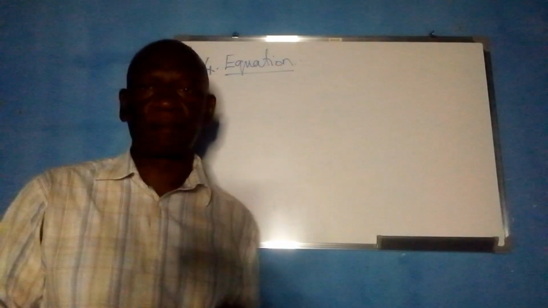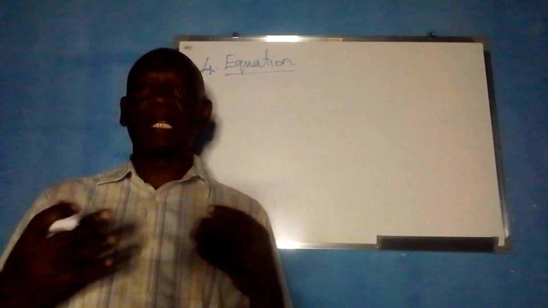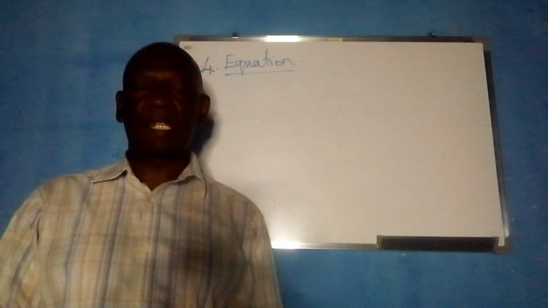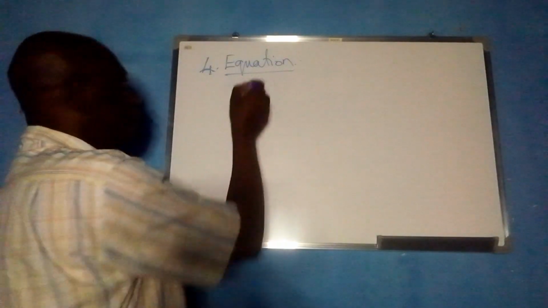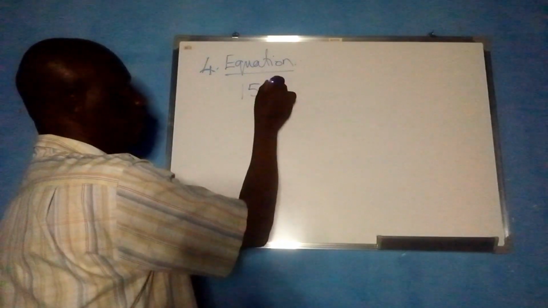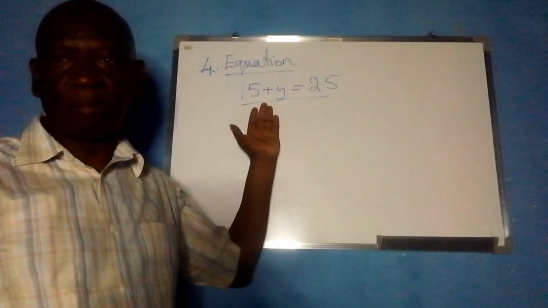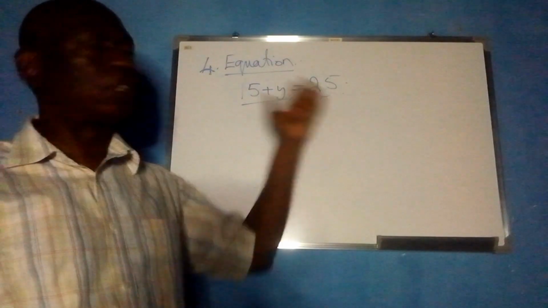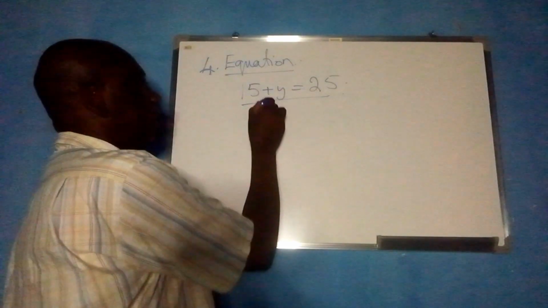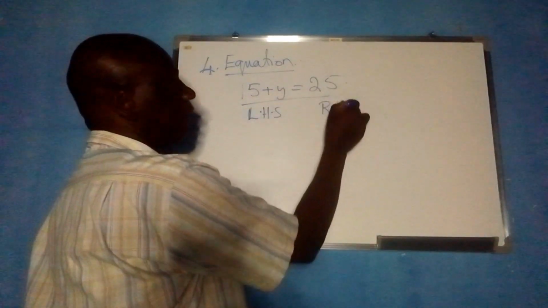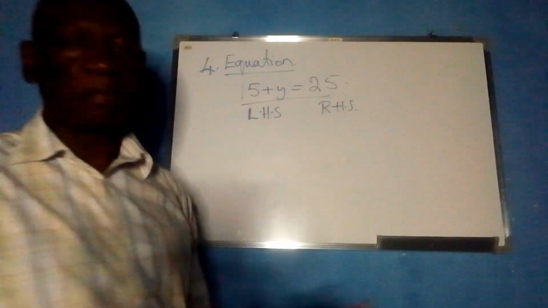An equation. So when does something become an equation? When the two sides are connected by the equal sign. Remember, from that example we had 15 plus y equals 25. This was just an expression, but it now becomes an equation because it's equal to 25. So when the two sides, that is, the left-hand side and the right-hand side, are connected by an equal sign, that statement becomes an equation.